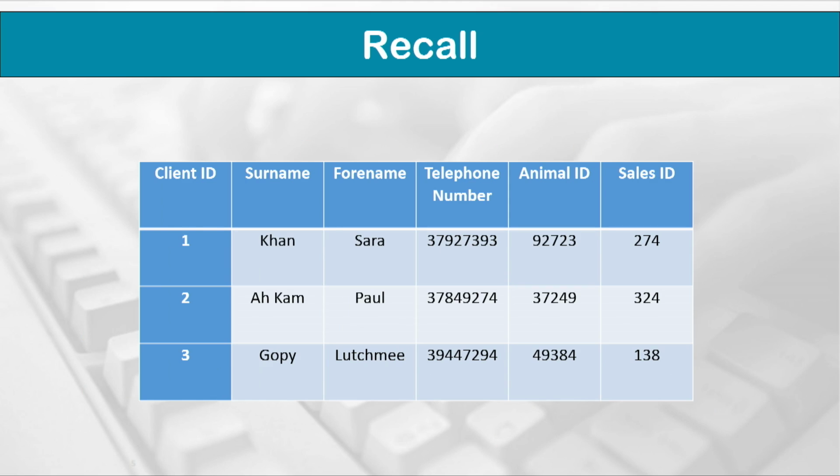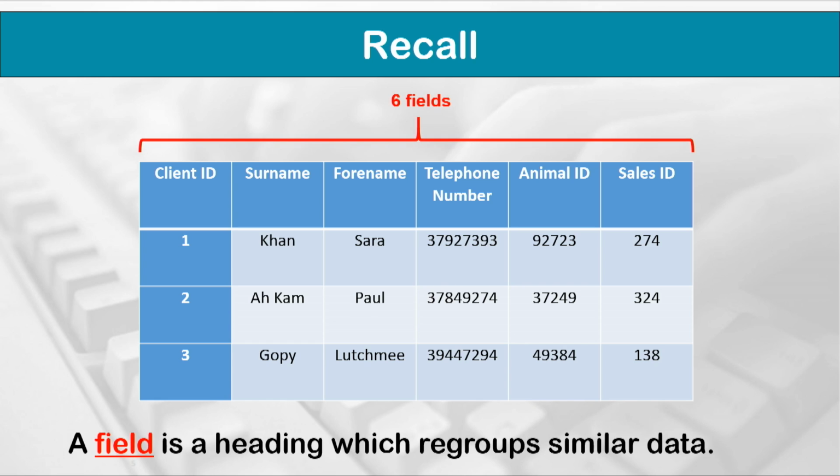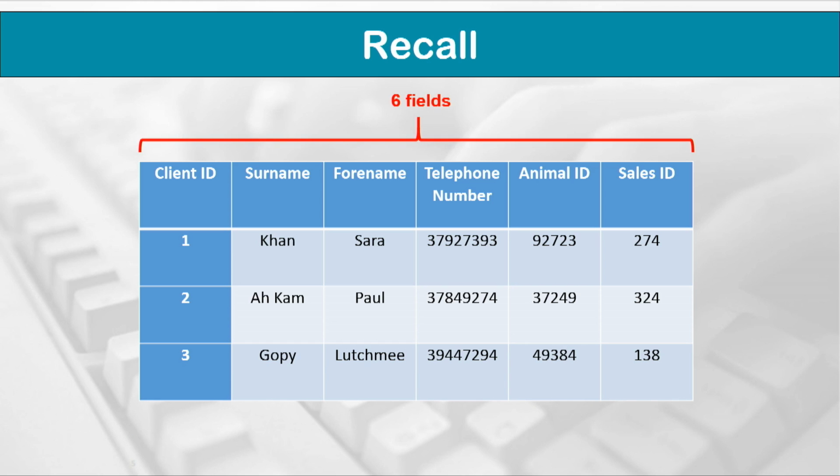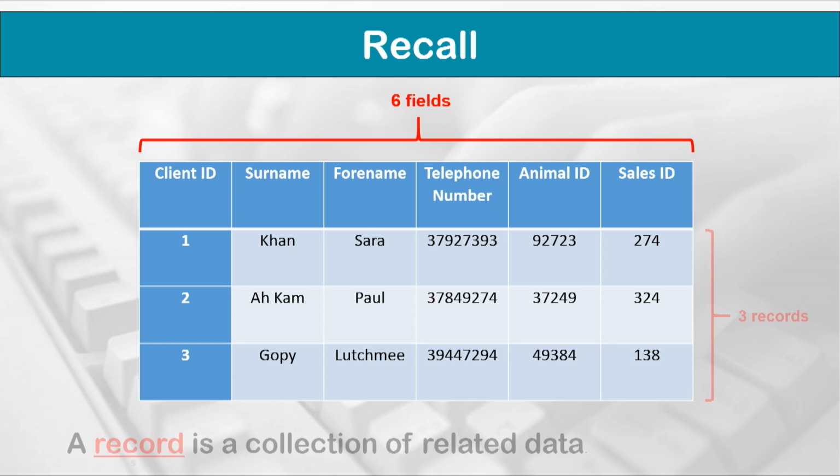The client's table contains 6 columns and therefore it has 6 fields. A field is a heading which regroups similar data. The table contains 3 rows and hence 3 records. A record is a collection of related data.